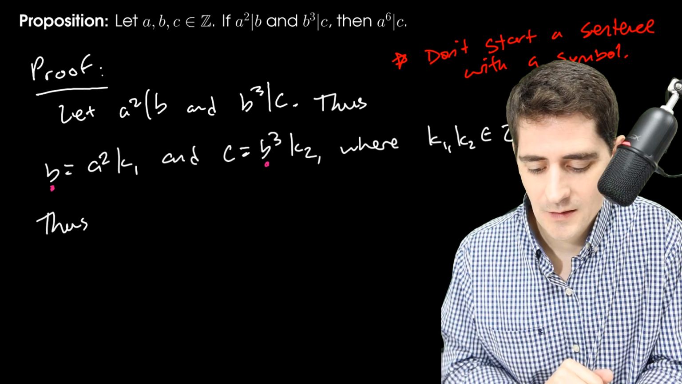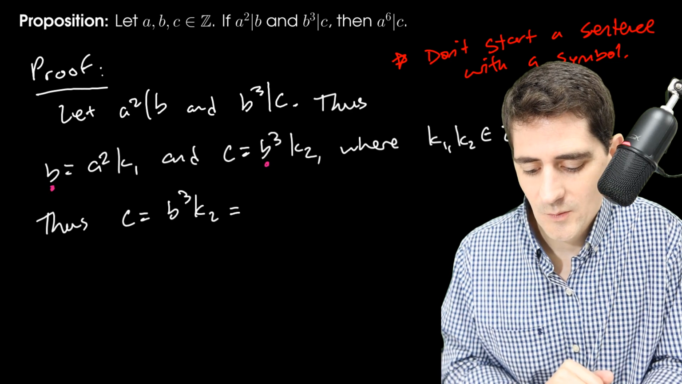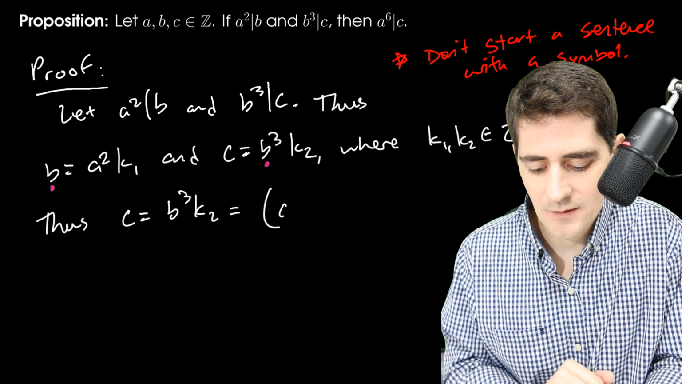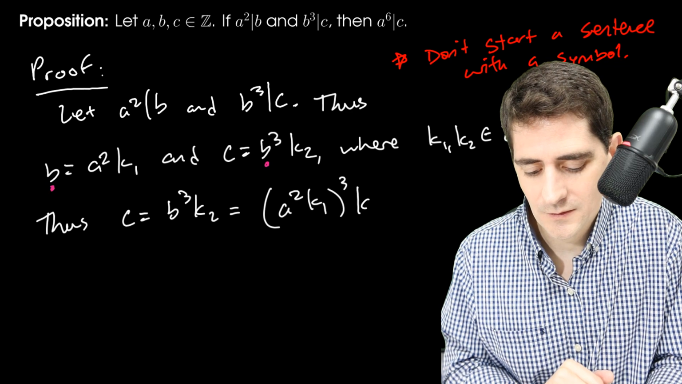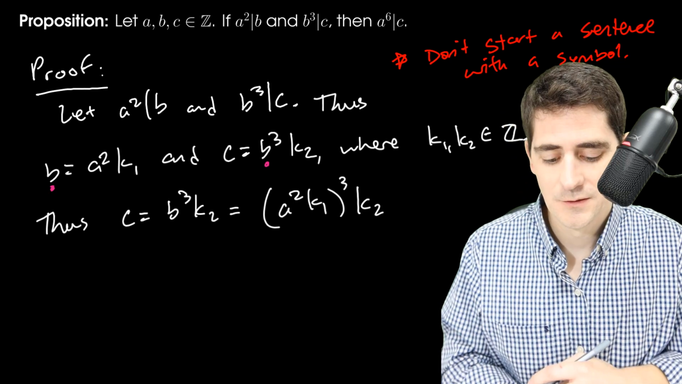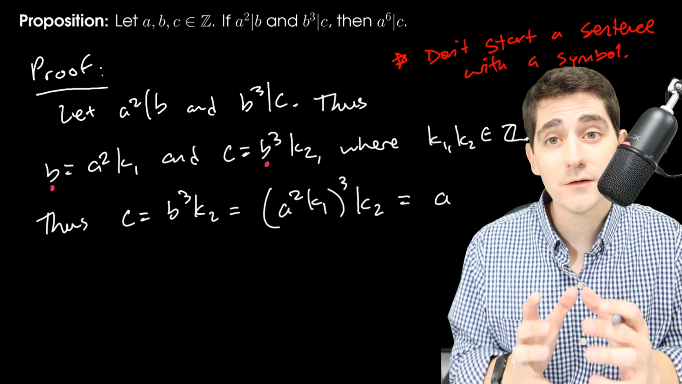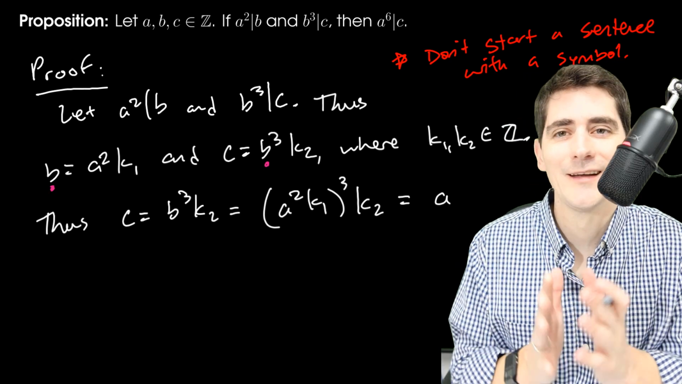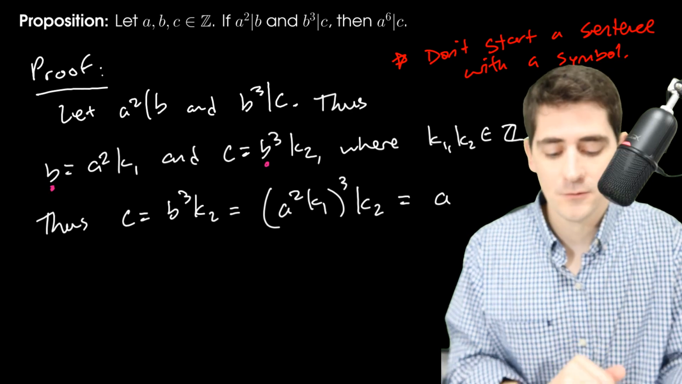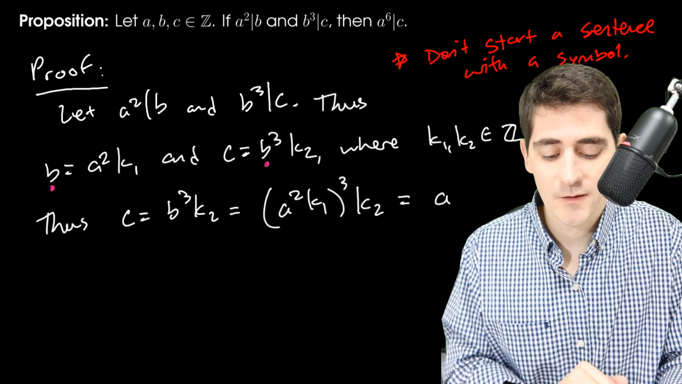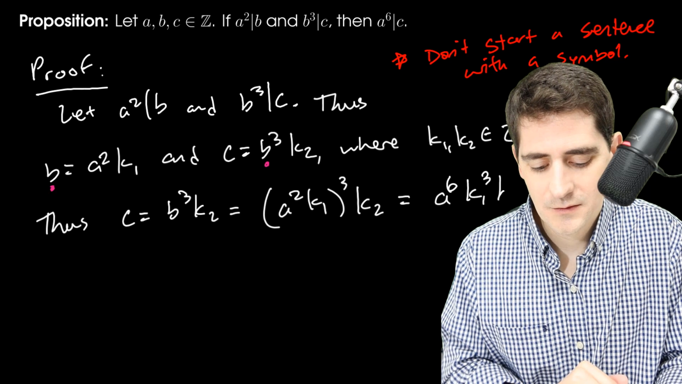So I'll say, thus again, I get C is B cubed K2. But I know that B cubed is the same thing as A squared K1, so all of that cubed times K2. And then just following the arithmetic here, you can distribute powers when I'm multiplying. Not when I'm adding, but when I'm multiplying. I get A squared cubed, which is you multiply the exponents together, A to the 6th, K1 cubed, K2.